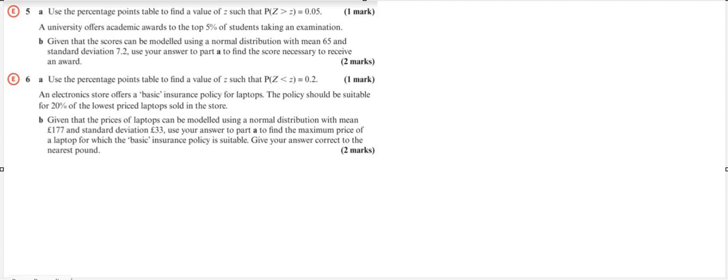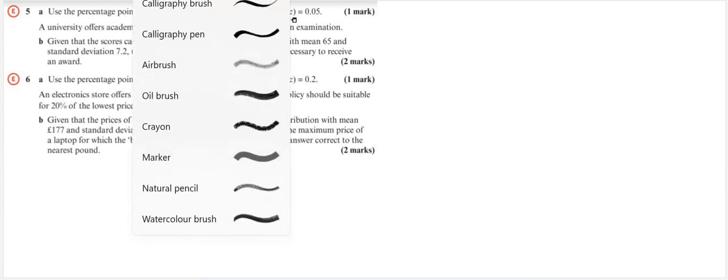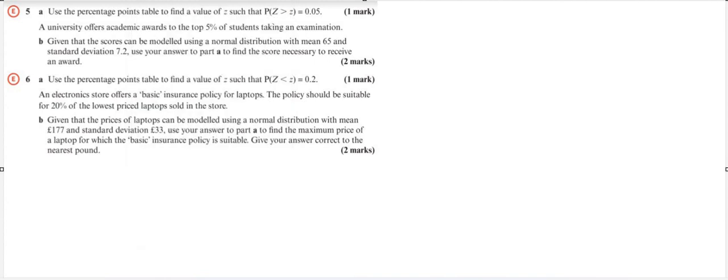Okay, so here is a normal distribution question. When we look at these questions, we've got to decide what type of questions they are. This has a Z. As soon as you see a Z, you should know that this is a standard normal. Now it says use the percentage tables. When we use the percentage tables, we're looking for the symbol like this in the exam booklet. It says to find Z greater than Z equals 0.05.